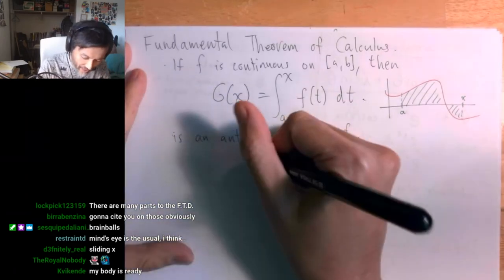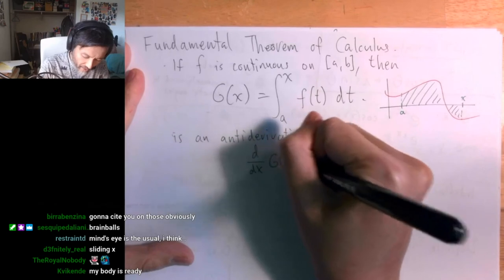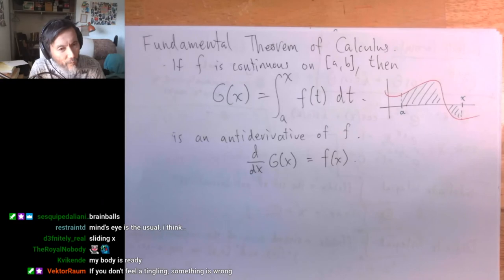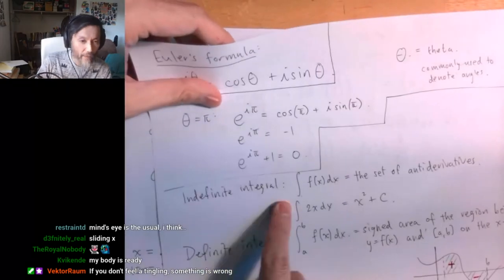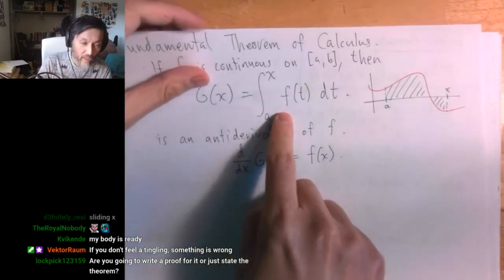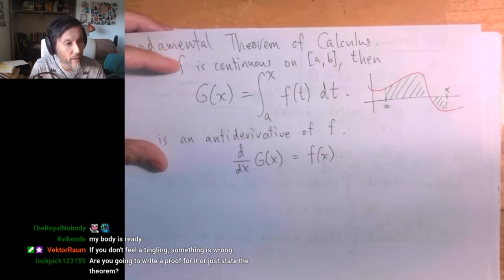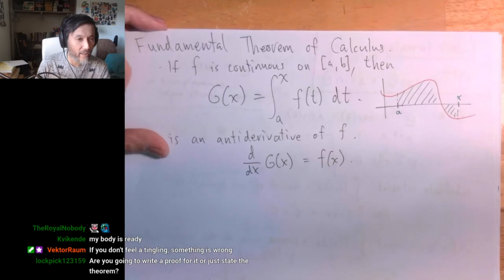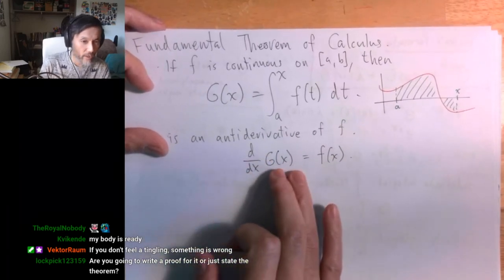So what I'm saying is that d/dx of g of x is equal to f of x. What you are seeing here in this theorem is the link between the indefinite integral and the definite integral. g of x is defined to be this definite integral, and what the fundamental theorem of calculus states is that the derivative of this function is in fact f of x.